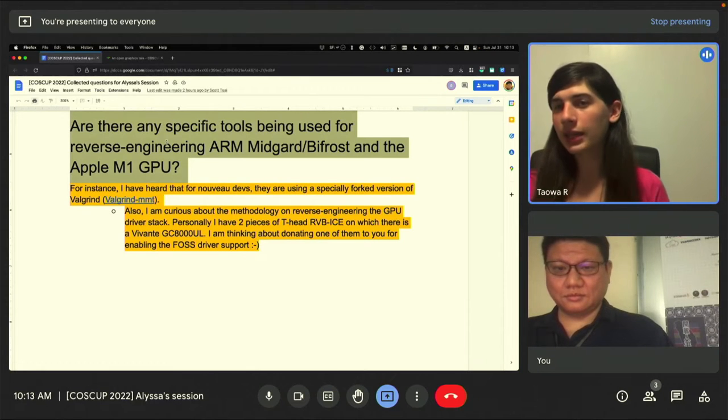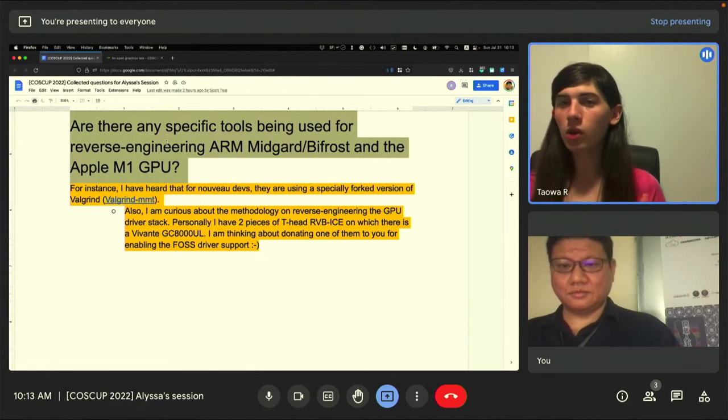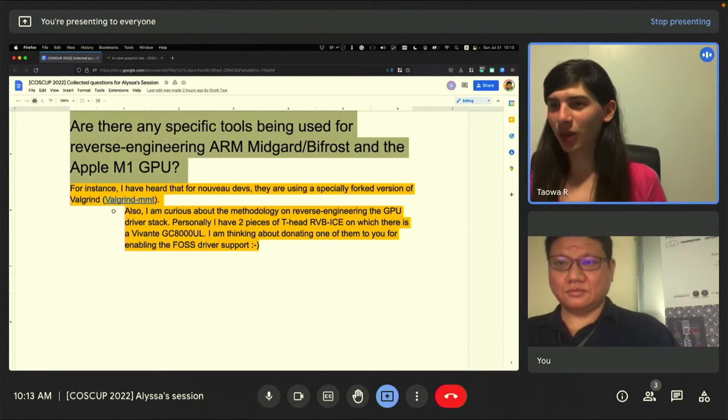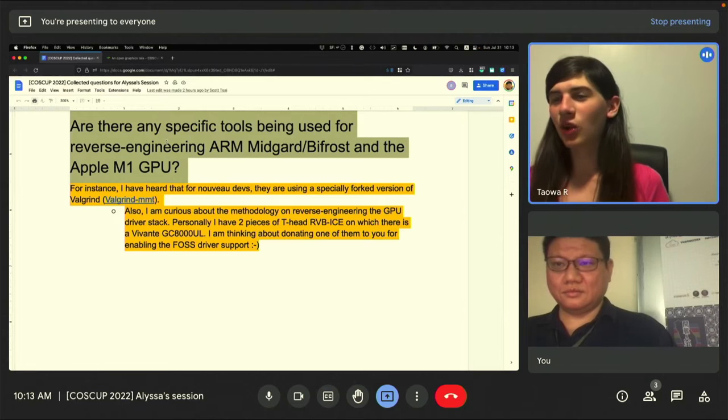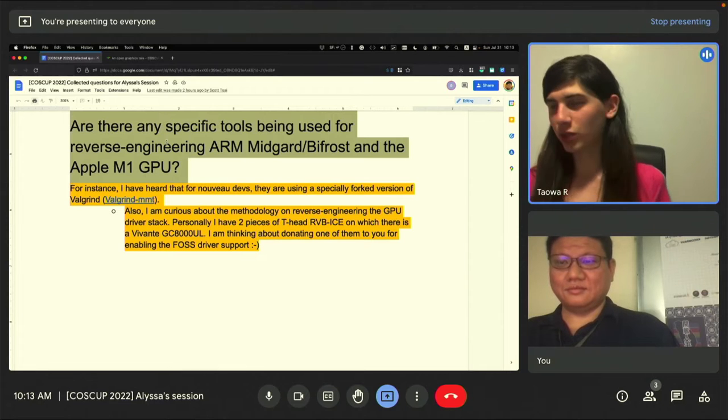In the case of the Apple M1 GPU, if what you're trying to reverse engineer is the interface of the kernel driver talking to the hardware, you apply the same idea. You try to trace everything the kernel driver does. In this case, you don't have such a nice abstraction. You can't just LD_PRELOAD your way into the kernel. These are actual register writes that you're trying to trace.